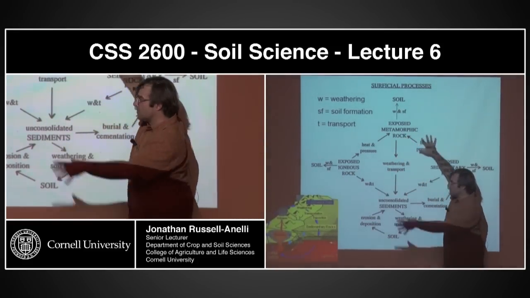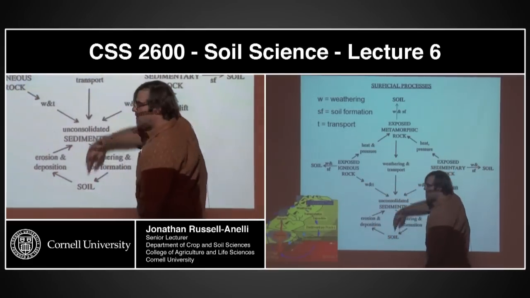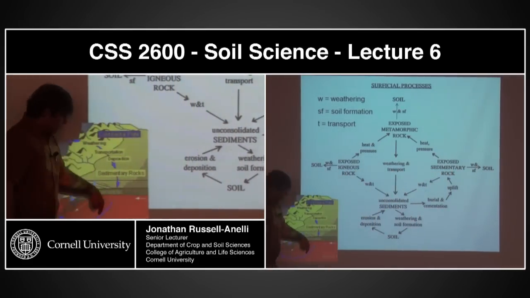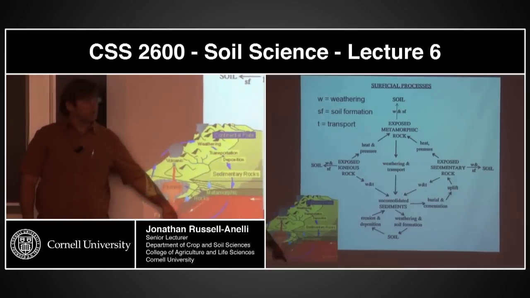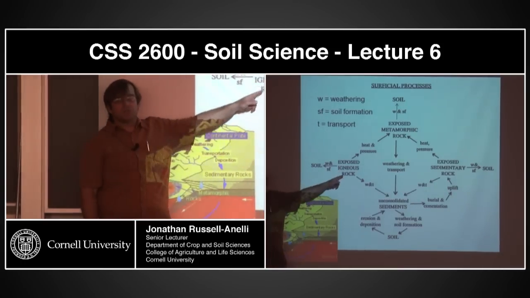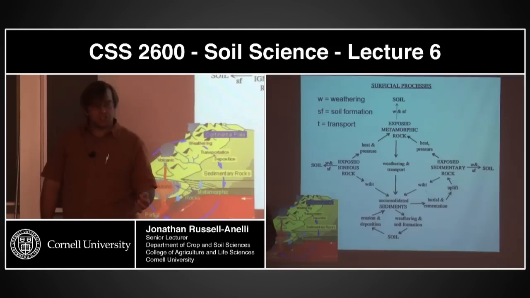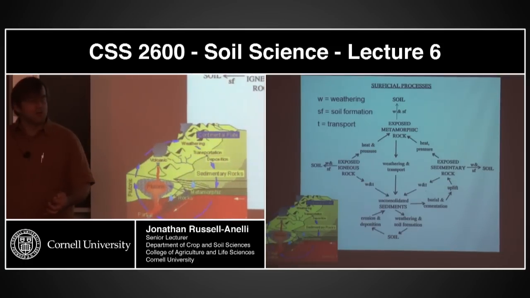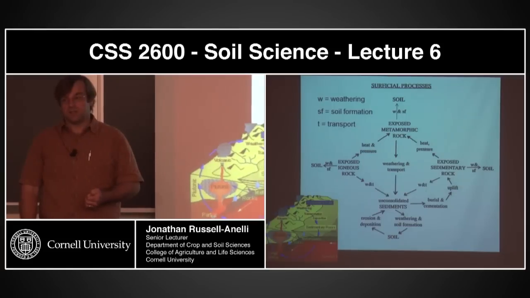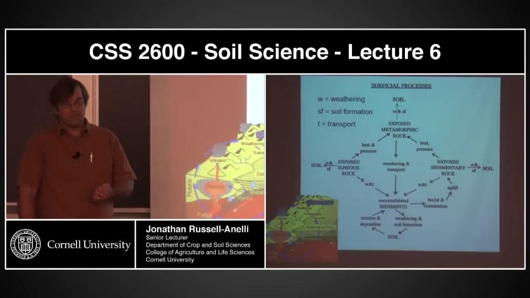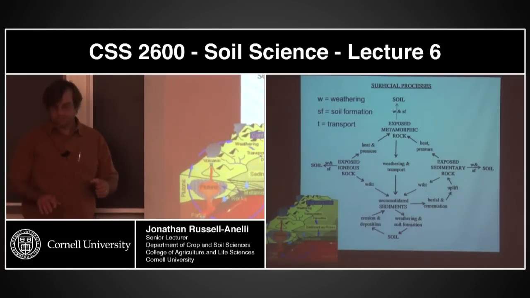Ultimately, doesn't matter where you are on this chart, ultimately, you're going to be subducted again, turn back into magma, and the cycle will start again with exposed igneous rock. Now, this is a geologic cycle, a lot longer than a soil cycle, which is a lot longer than a biological cycle. Okay? Good handle on this?